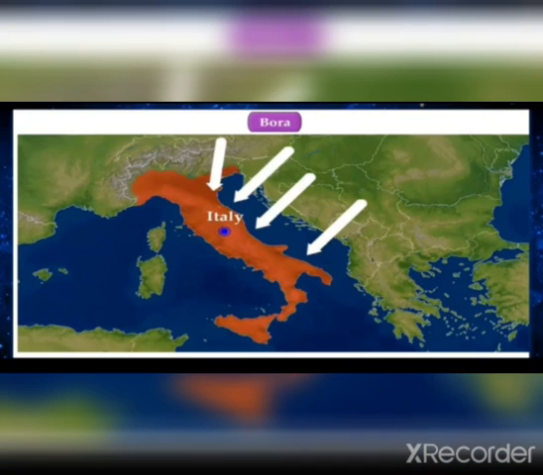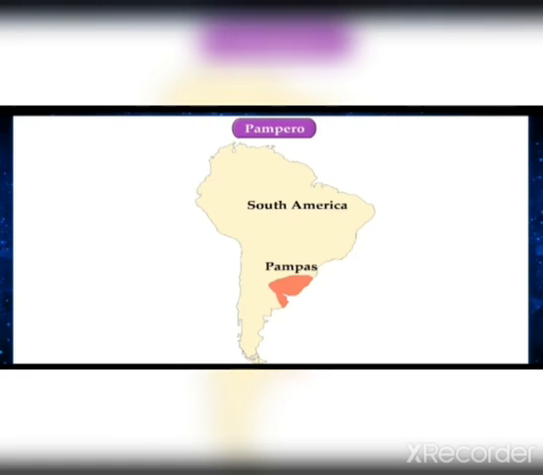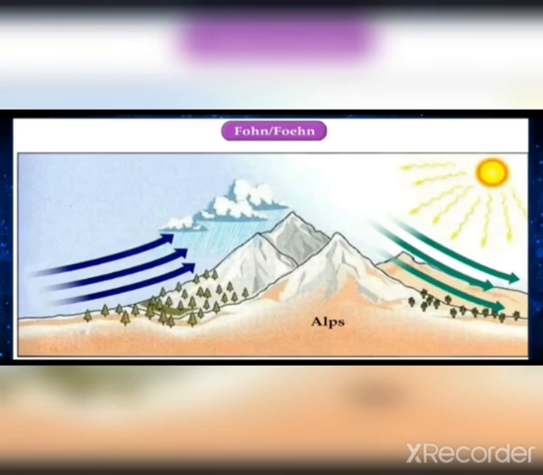Fifth, Bora. It's cold and dry. These winds blow from the Alps mountains towards the coastal areas of Italy. Sixth one is Pampero. It's cold and dry. These winds blow around the Pampas grassland in South America. Seventh one is Fohn. It's hot and dry. These winds blow along the northern slopes of the Alps.